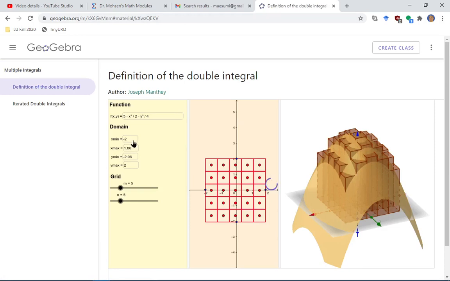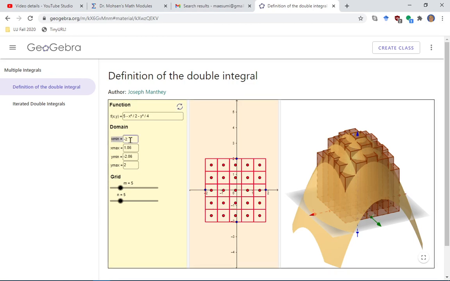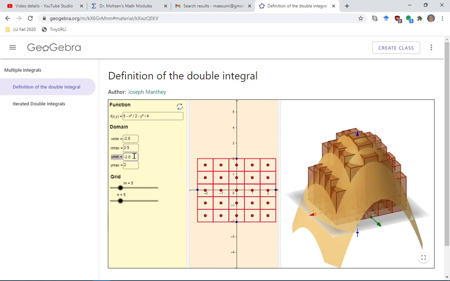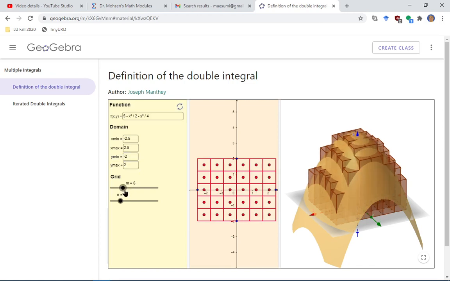Takes a while for it to load. Let's make, thanks to Joseph Manti. So let me make these numbers so that things stand out for us. Okay, so we have some function here.